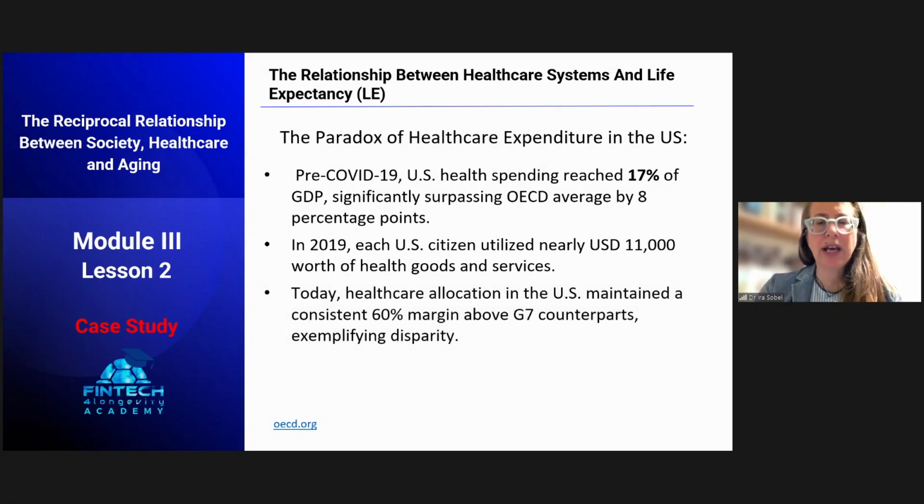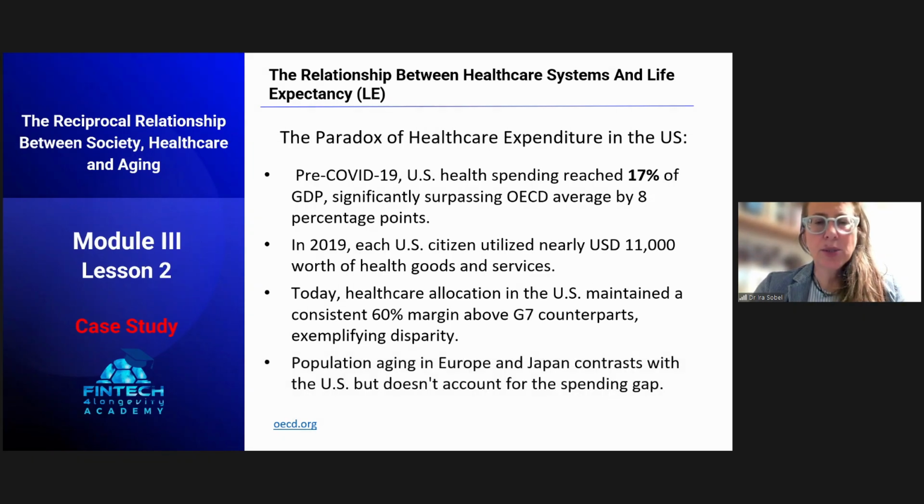Fast forward to today, healthcare allocation in the US maintains a striking 60% average above its G7 counterparts. It's worth noting that while Europe and Japan also face aging populations similar to the US, this demographic factor alone does not account for the enormous spending gap. So the question is, where's the money going?